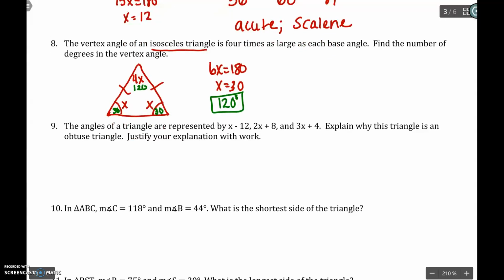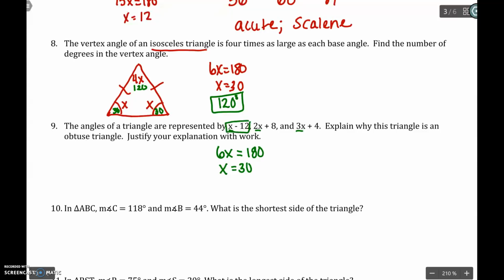Okay, number 9. The angles of a triangle are represented here, and it says explain why it's obtuse. So what we need to do is justify it with work. So we have to actually show why that's going to happen. So x, 2x, and 3x make 6x. Negative 12, 8, and 4 add up to 0. And those would add to equal 180, because that's what a triangle does. And we're going to divide and we're going to get 30 for x.